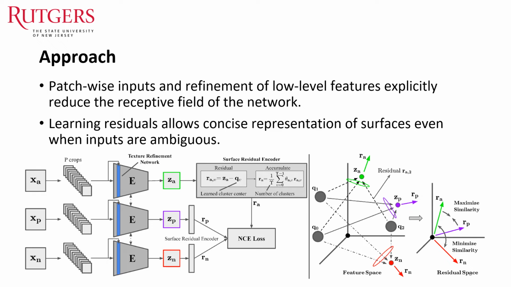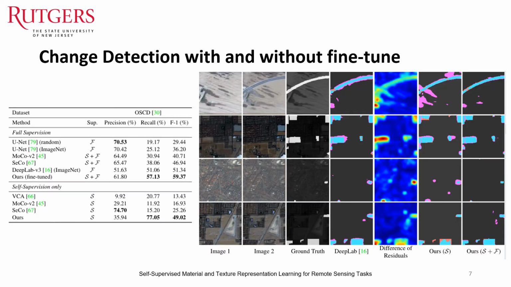So we address it by using residuals as a measurement of affinity between a given input patch and all learned clusters. So patch-wise inputs give explicit receptive field constraint. Then we have our texture refinement, which amplifies low-level features based on texture. And lastly, we have residuals, which handles fragility by allowing concise representation of patches that contain multiple material and textures.